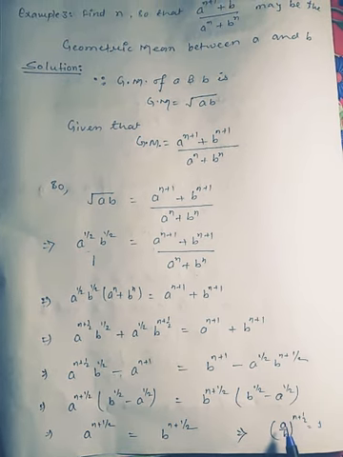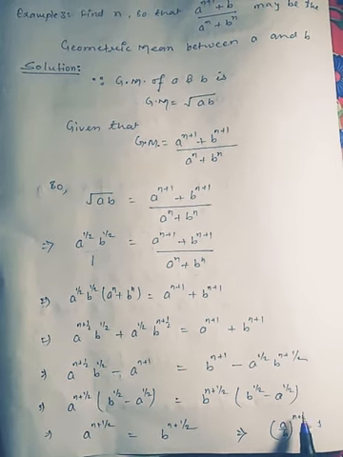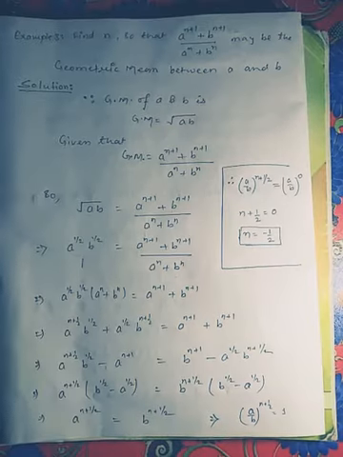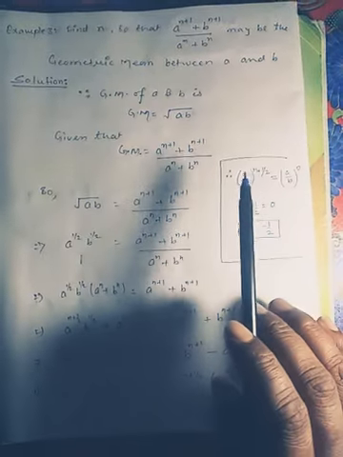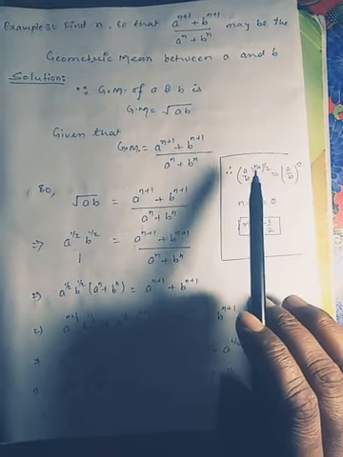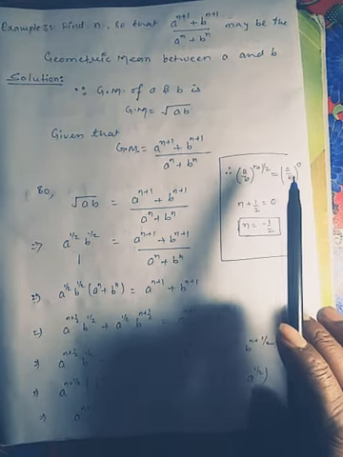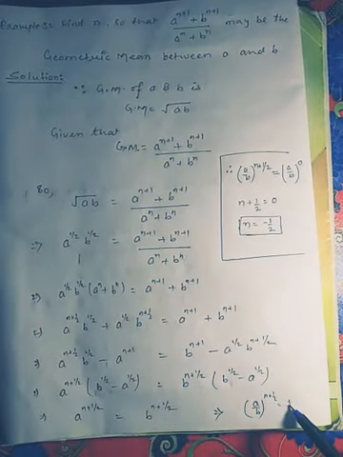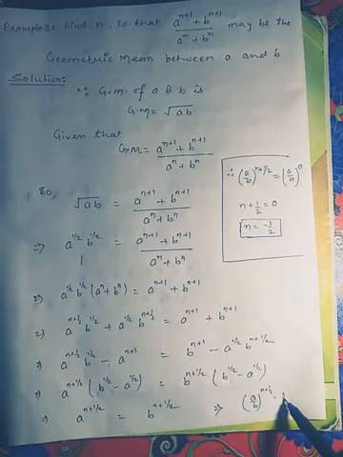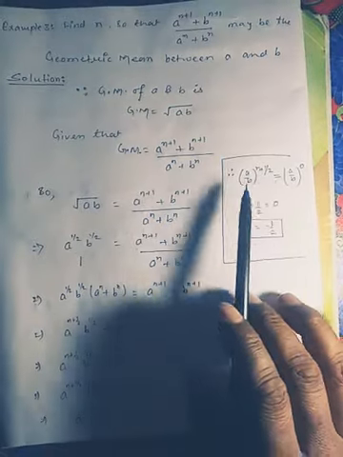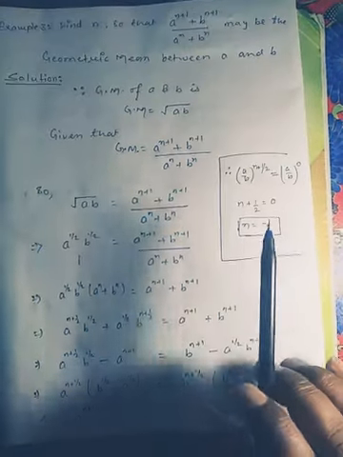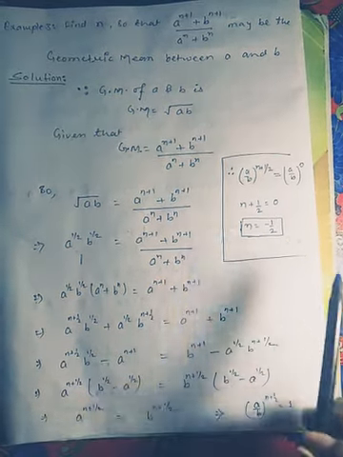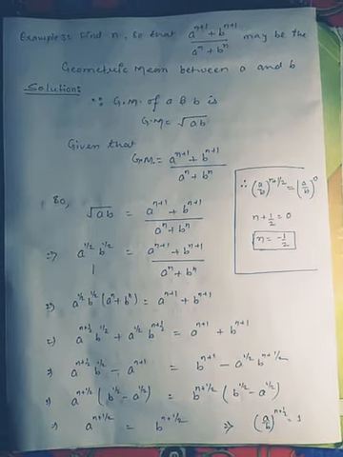This can also be written as (a/b) whole power n+1/2 is equal to 1. (a/b) power n+1/2 is equal to, also written as (a/b) power 0, in place of 1. Both bases are same, so powers must be same. n+1/2 is equal to 0, so n equals minus 1/2.